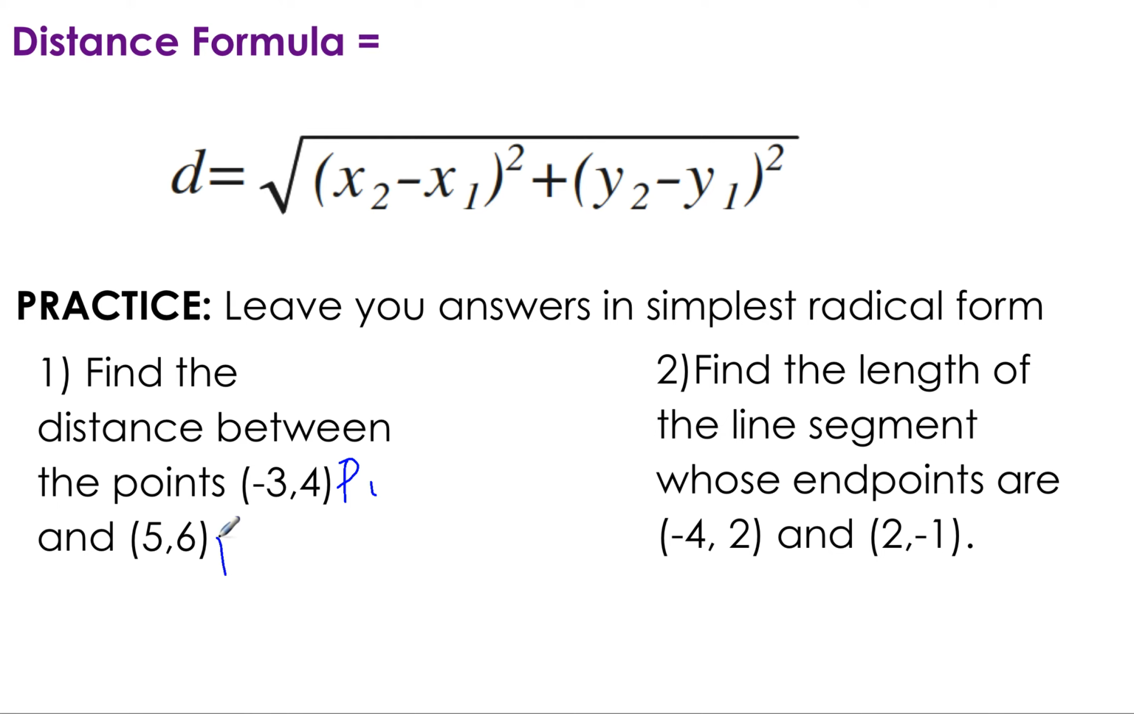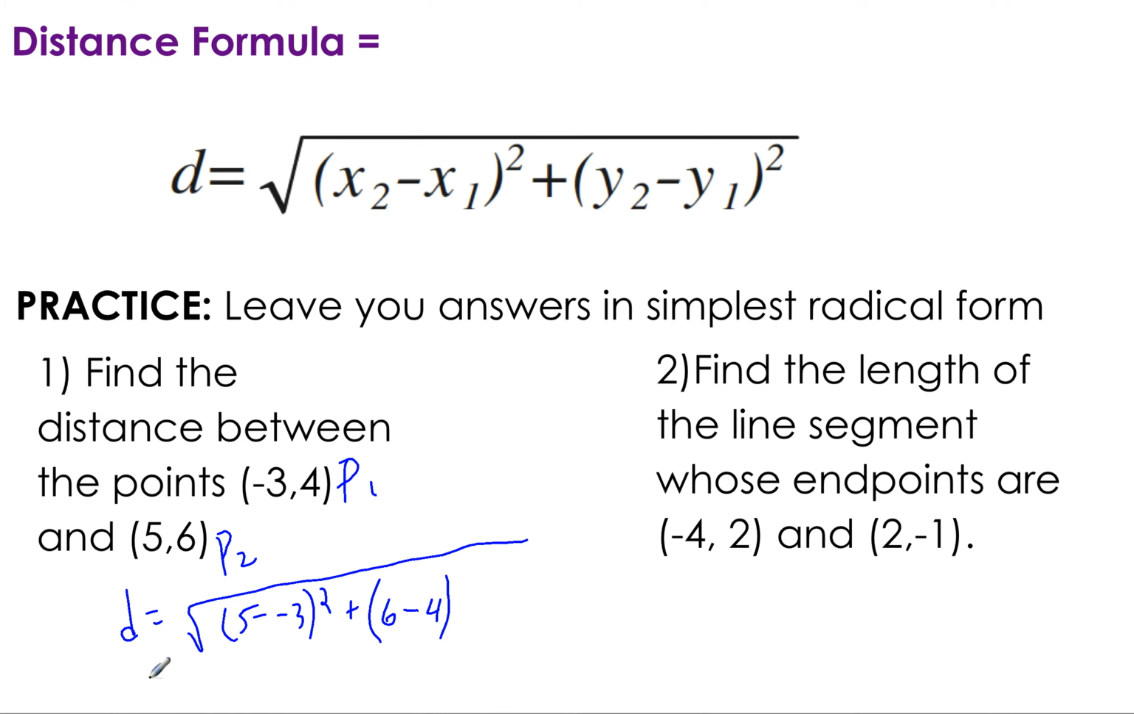I'm going to call it (5, 6), point 2. And what I'm going to do is use these values to start filling in my distance formula. So d is equal to the square root of x sub 2, which is 5, minus x sub 1, which is negative 3, and I'm going to square that, plus, parenthesis, y sub 2, which is 6, minus y sub 1, which is 4. All I've done is substitute my x1, y1, x2, and y2 values into my formula.